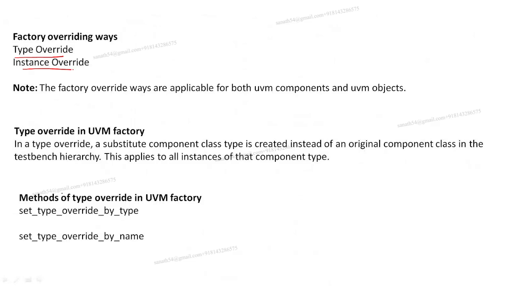Factory overriding is a type of override. That is instance override, and that is object override. So there are two types of override. How do you override from one component to another component in the UVM factory? These are the methods to override. One is set_type_override_by_type, and the next one is set_type_override_by_name.